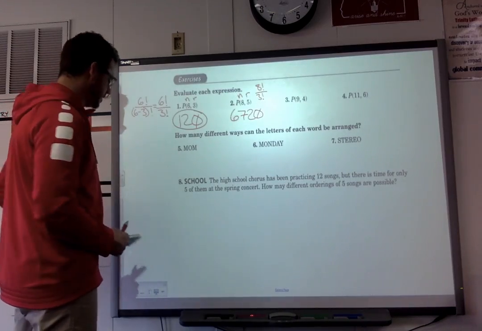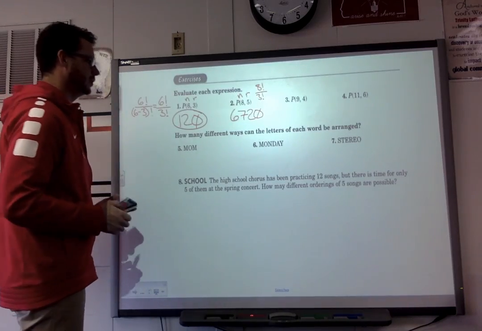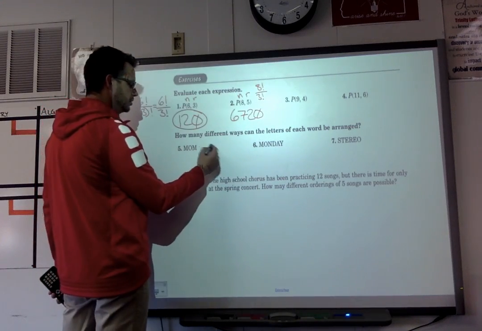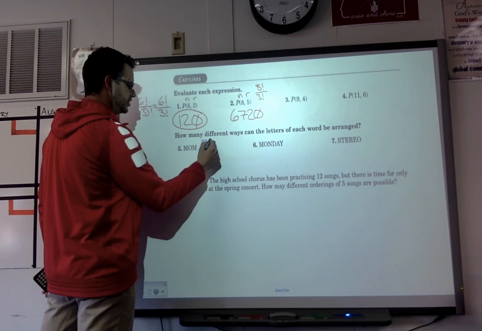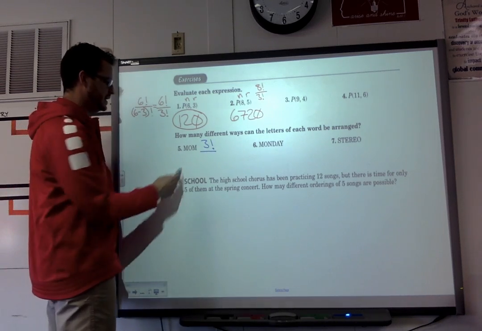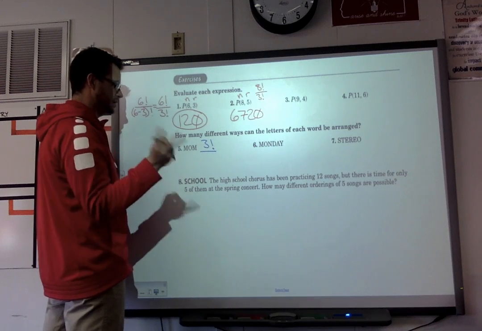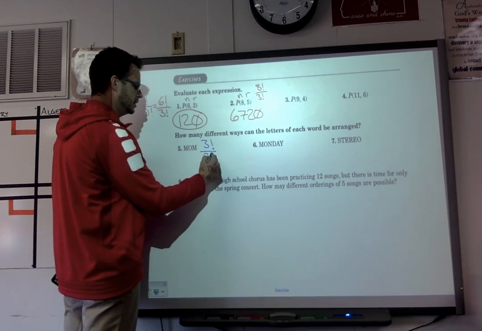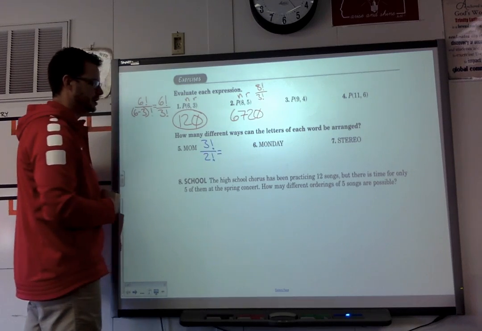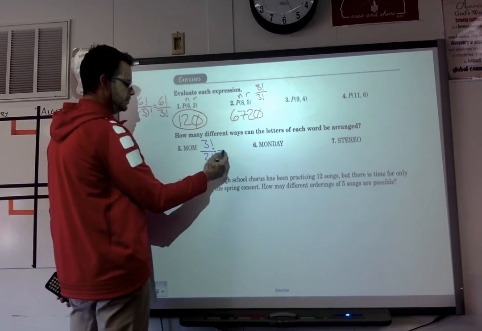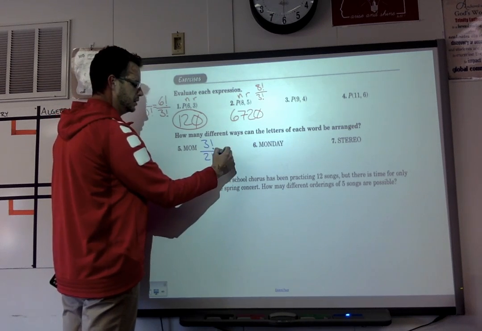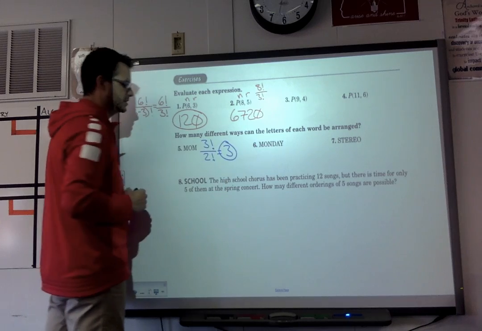So for this, the word mom, how many different ways can the letters be arranged? We have 3 total letters, so we would have 3 factorial over how many of them are repeated. The m is repeated, and it's repeated twice, so it would be 3 factorial over 2 factorial, which in this case would be 3 times 2, which is 6, over 2 would give us an answer of 3.